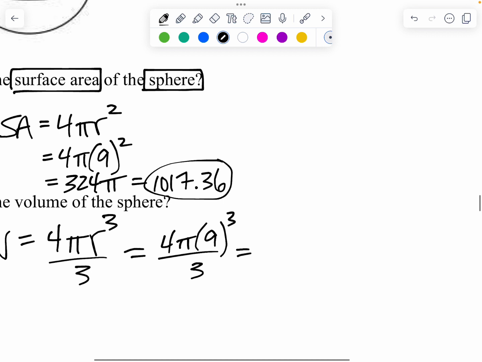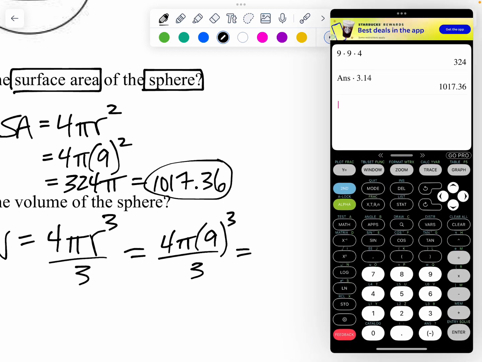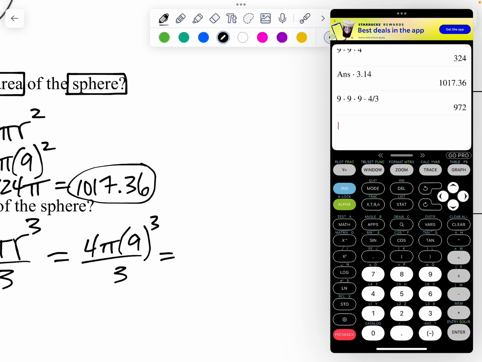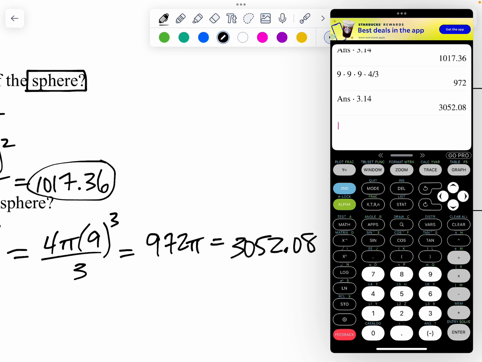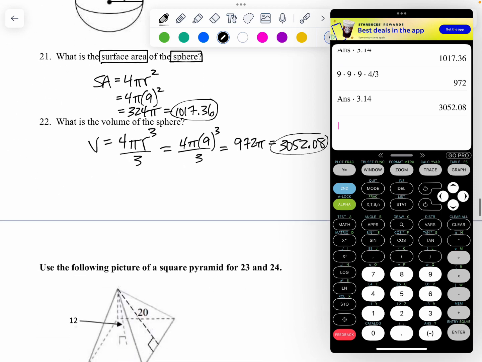How do I type this into the calculator? I'm going to start by 9 times 9 times 9, that's 9 cubed. And then I'm going to multiply by 4, because I've already done the 9 cubed. Times 4 divided by 3, enter. And so what we wrote on our test was 972 pi. But since the directions tell us to use 3.14 for pi, I'm going to do times 3.14. And that gives me 3052.08 as my answer. Okay.